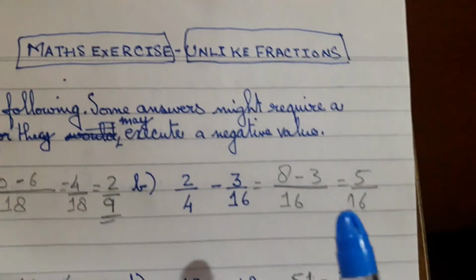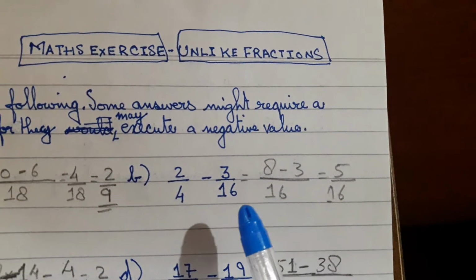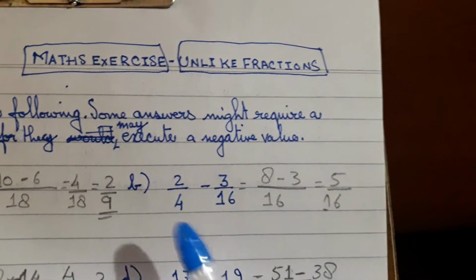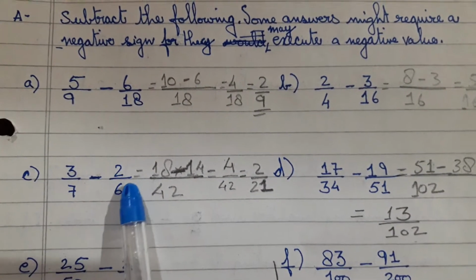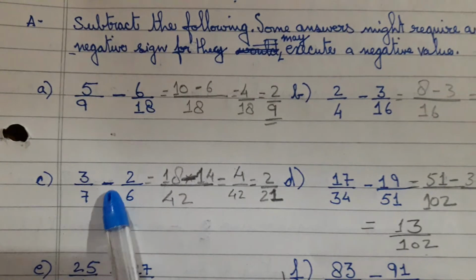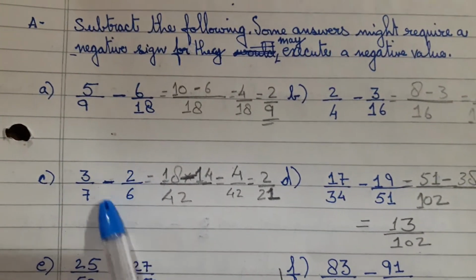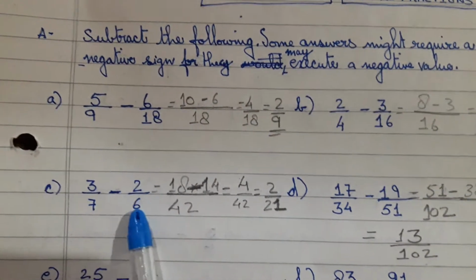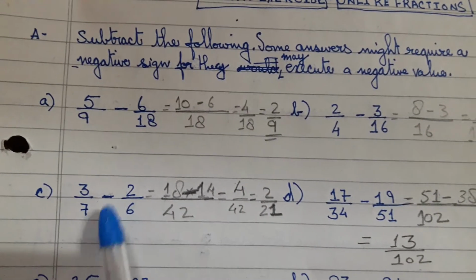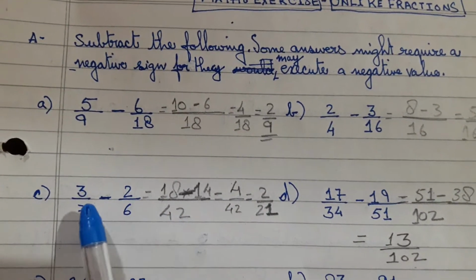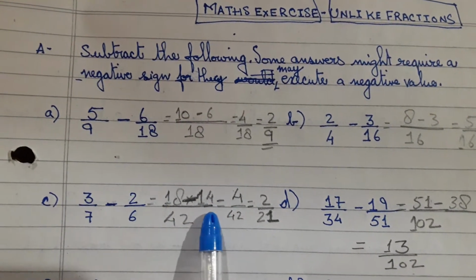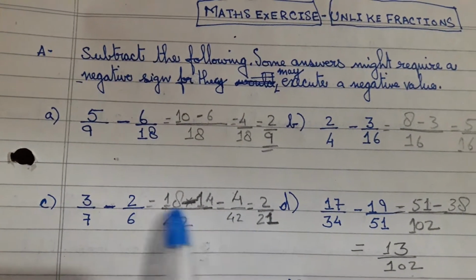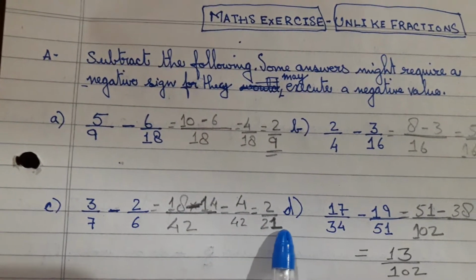Similarly here, 2 by 4 minus 3 by 16, 16 is your LCM, 4 4s are 16, 2 4s are 8, 8 minus 3, 5 over 16. 3 over 7 minus 2 by 6. Now when the numbers are not at all common, you can multiply them to get the LCM or just use the long division method, whichever you are comfortable with. 42, 7 6s are 42, 3 6s are 18, 6 7s are 42, 2 7s are 14. So 18 minus 14 over 42, 4 over 42, 2 over 21.